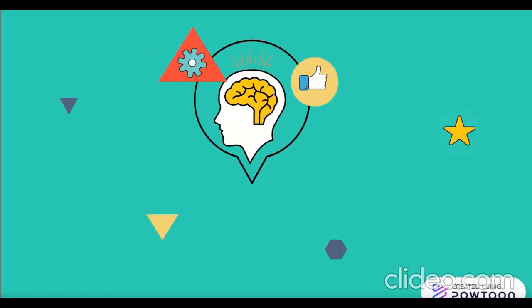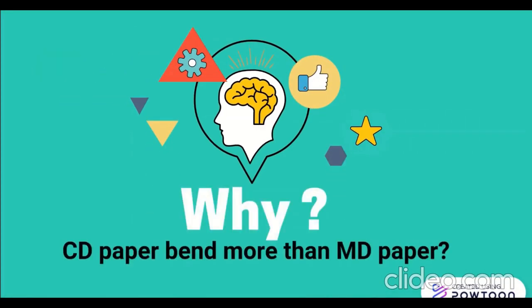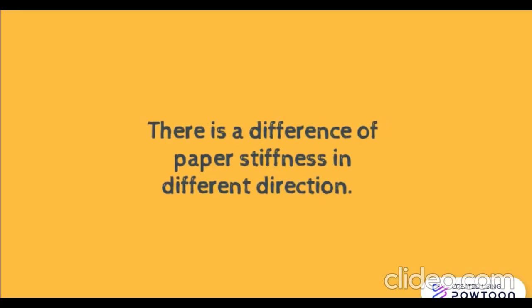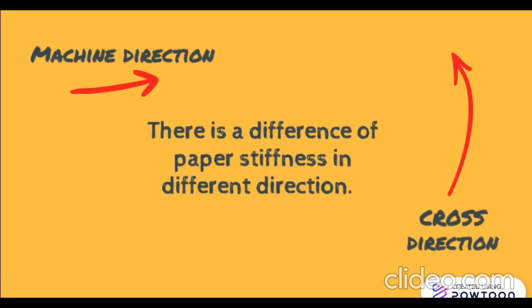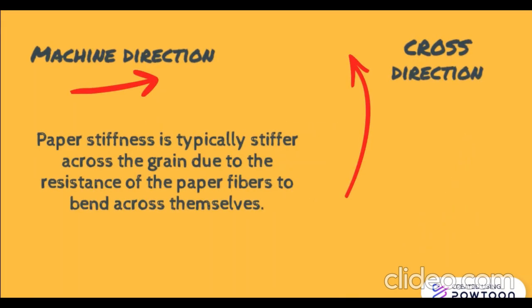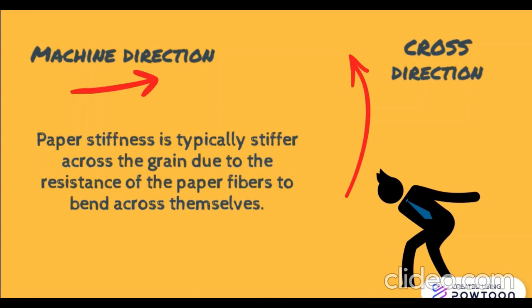After watching the experiment video, what is your thought on why CD paper can bend more than MD paper even though the load is the same? This is because there is a difference of paper stiffness in different directions. The paper stiffness in machine direction is typically stiffer due to the resistance of the paper fibers to bend across themselves.